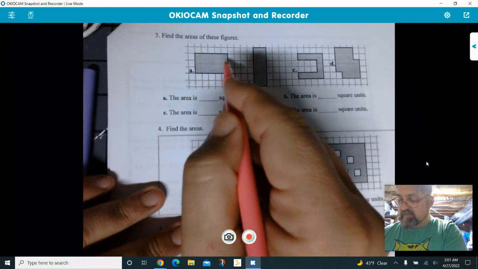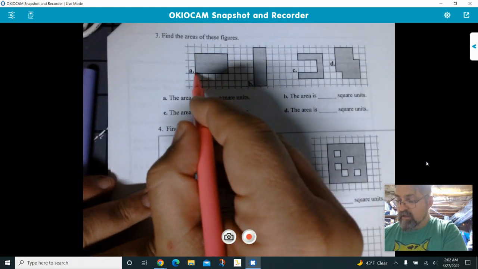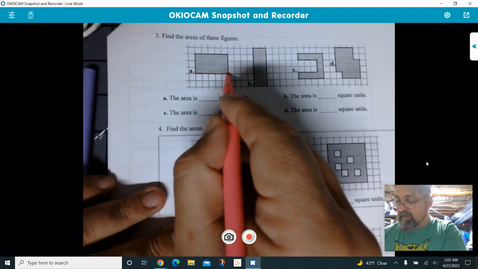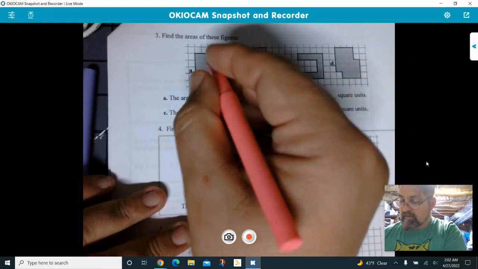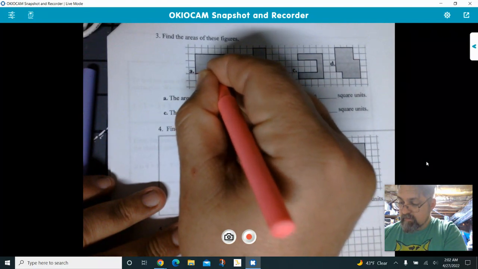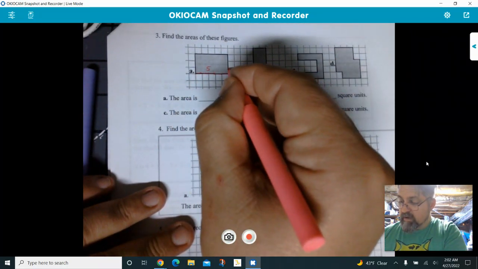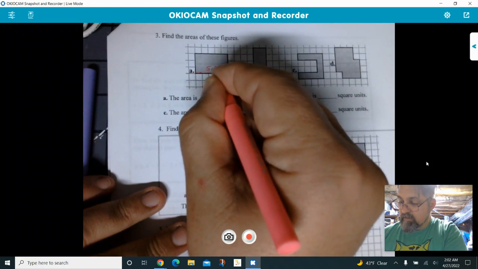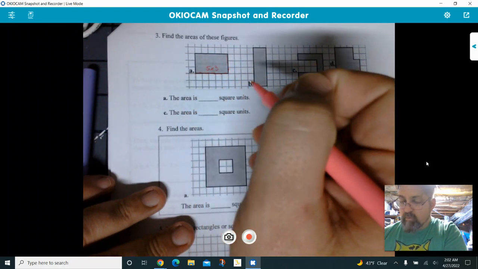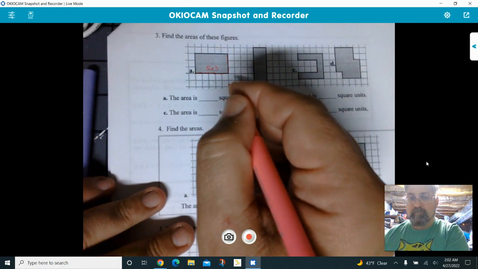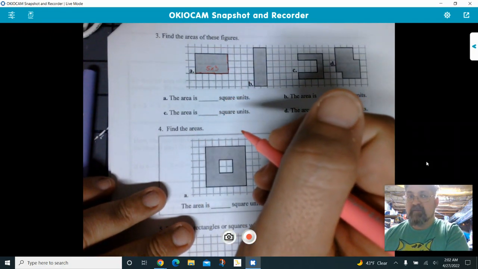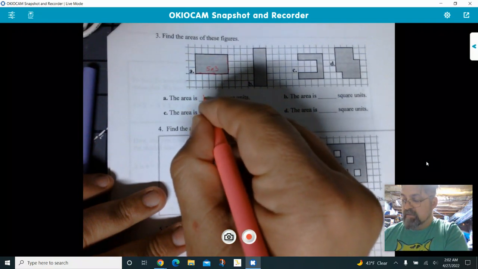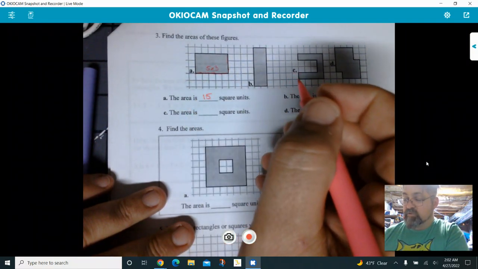Might be harder to count the stuff in the middle, but you can count along the outside. 1, 2, 3, 4, 5 times 1, 2, 3. What is 5 times 3? 15. Good job. So the area for A is 15 square units.